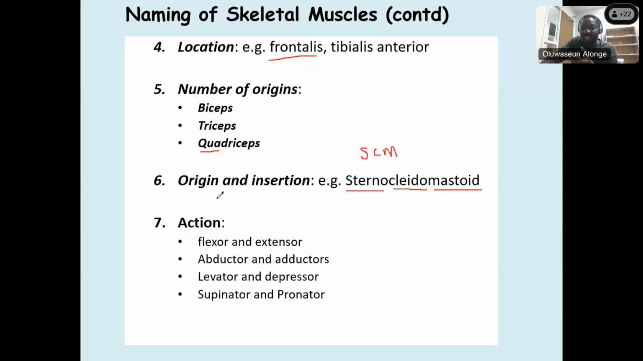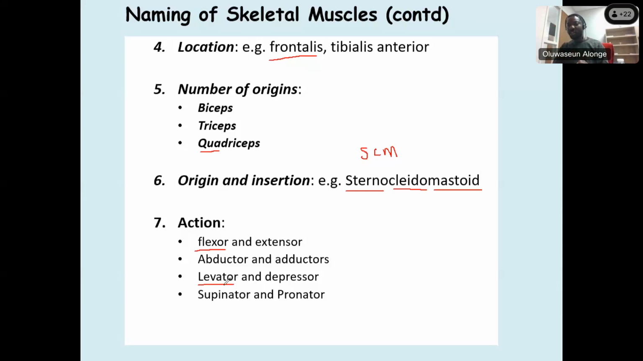Then actions. The actions that a muscle does also determine its name. So when you see muscles that we call flexors, it simply means that they help to flex. When you say flexor digitorum, it simply means they are muscles that flex the digits. It's as simple as that. When you say extensor digitorum, it means they are the muscles that extend the digits. So they are extensors. Adductors are the muscles that help to bring something together. Then abductor. Abduct, to take away. So this will be abductor, and this will be adductor. So the functions of muscles also determine their names.